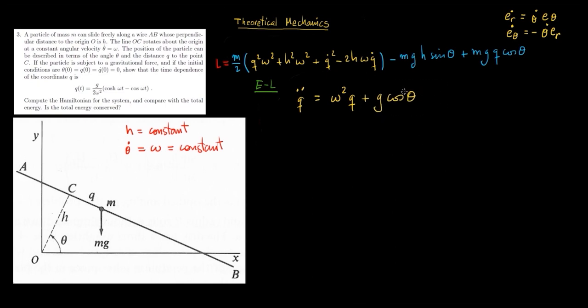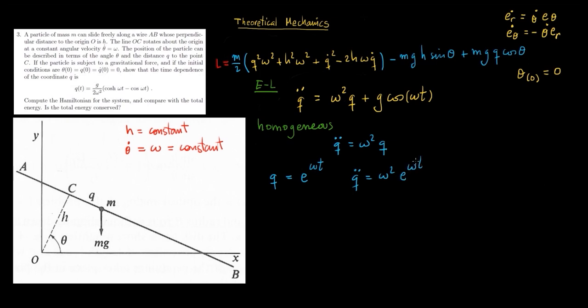Let's substitute theta for omega t. Let's solve the homogeneous part of this differential equation. One possible solution will be e to the omega t, because q double dot equals omega square times the same exponential, namely omega square q.